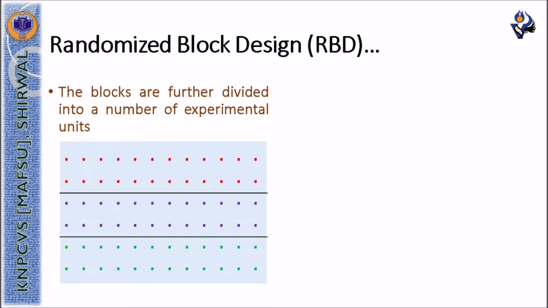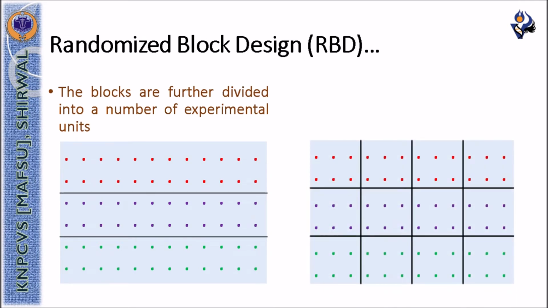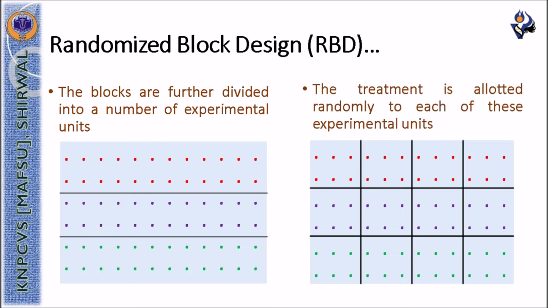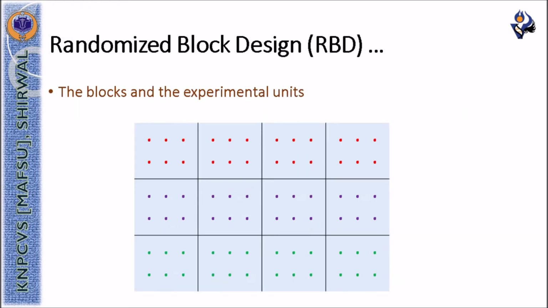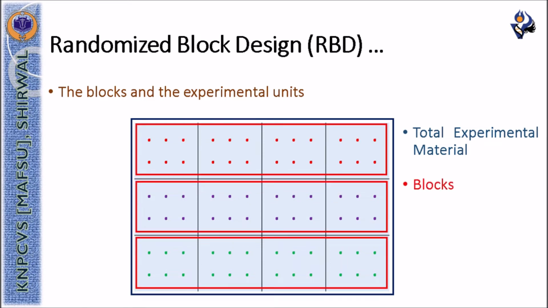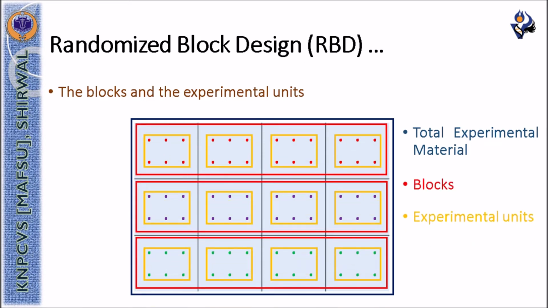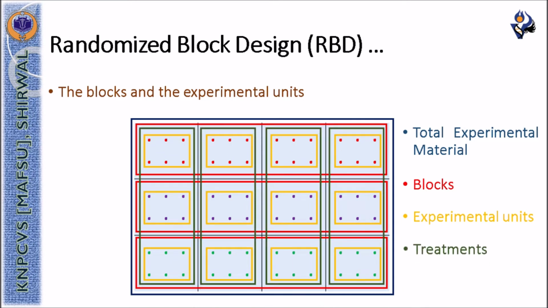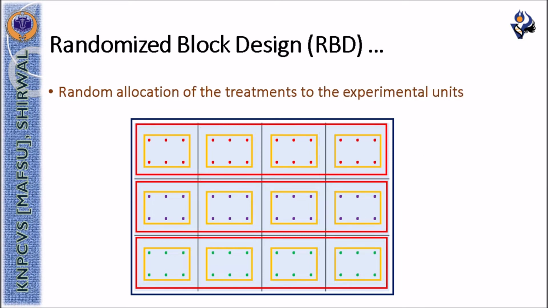The blocks are further divided into a number of experimental units, and the treatment is allotted randomly to each of these experimental units. So in RBD, the total experimental material is initially divided into blocks. The blocks are further divided into several experimental units, and the treatments are applied randomly to the experimental units.